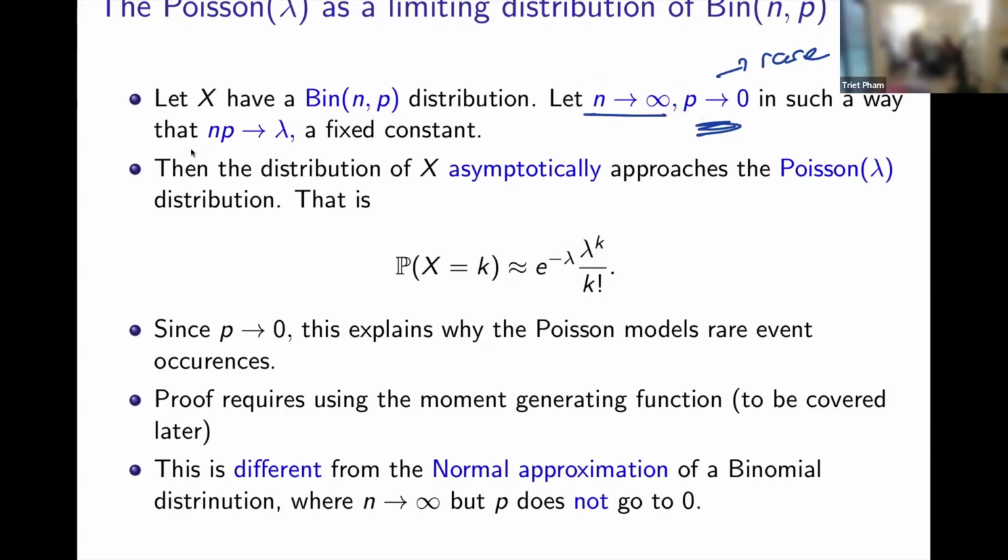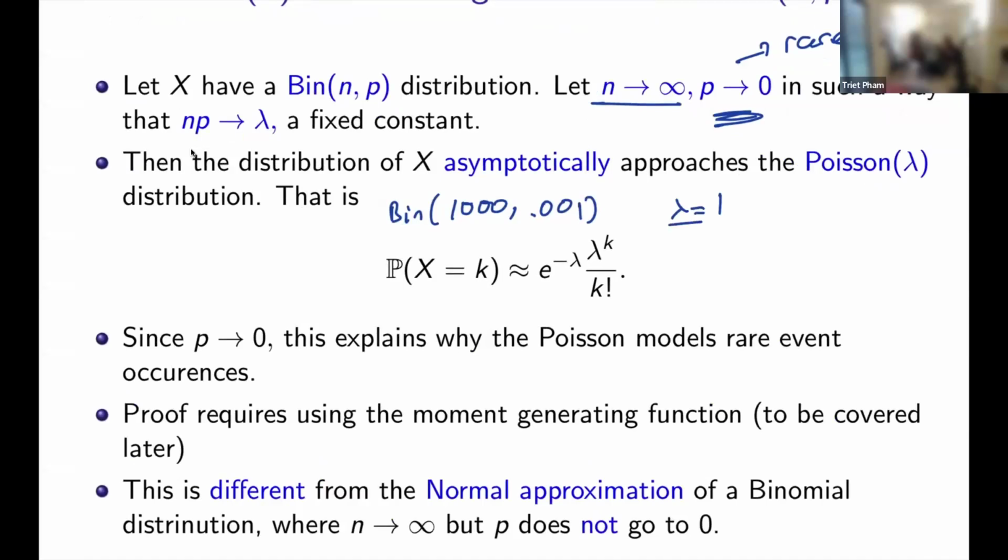How large, you ask? Well, it depends on the error tolerance you want to admit. But let's say a binomial with n = 1,000. That's large enough for n. Let's say p is 0.0001, or even 0.001. That is small enough. And of course, that means lambda equals 1.